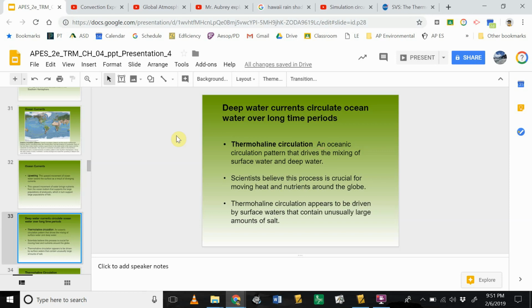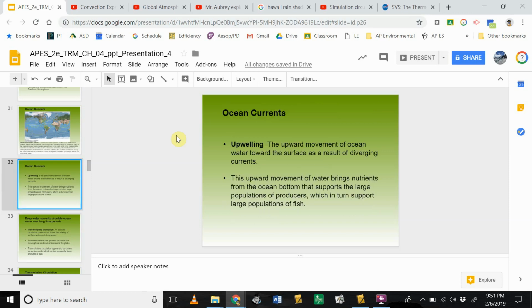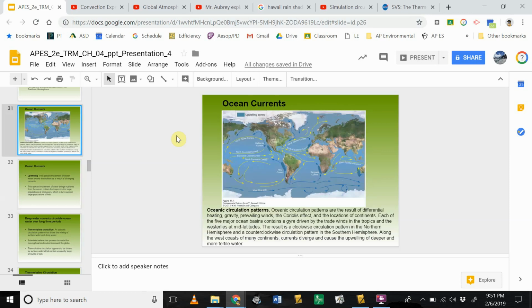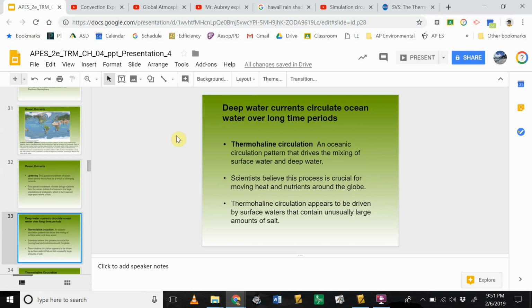Deep water currents circulate ocean water over long periods of time. So not only just these gyres, but also there's a deep water current that circulates the ocean, and this is called the thermohaline circulation. It's an oceanic circulation pattern that drives the mixing of surface water and deep water. Scientists believe this process is crucial for moving heat and nutrients around the globe. And it appears to be driven by surface waters that contain unusually large amounts of salt.